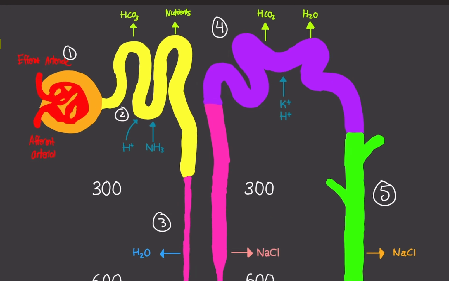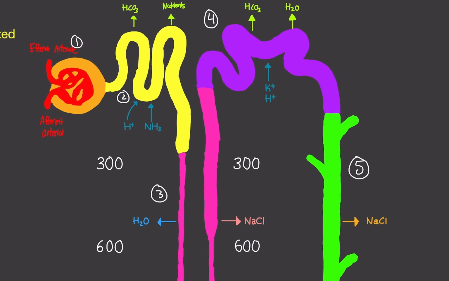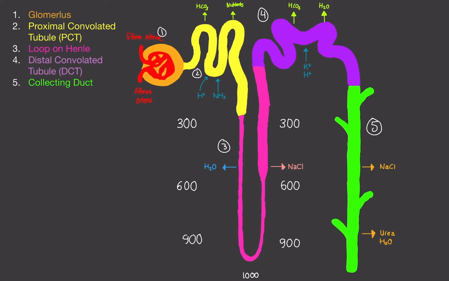Then we have the DCT, the distal convoluted tubule. That's after the loop of Henle, and this is the last time we can have any reabsorption. Notice that we can have potassium ions and hydrogen ions enter. We can also have water leave if we need it. We can also have HCO3 if we need it. These PCT and DCT, they basically need their own video because they can do a lot of stuff.